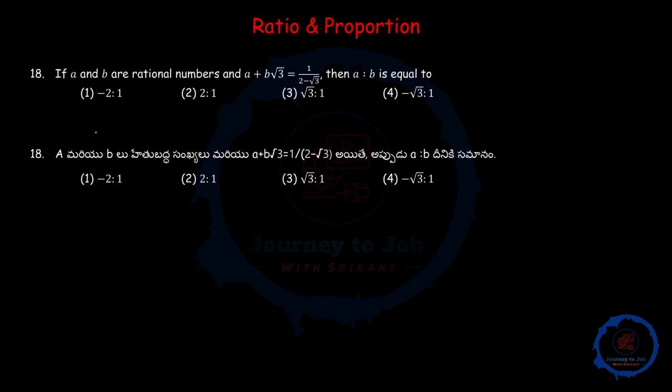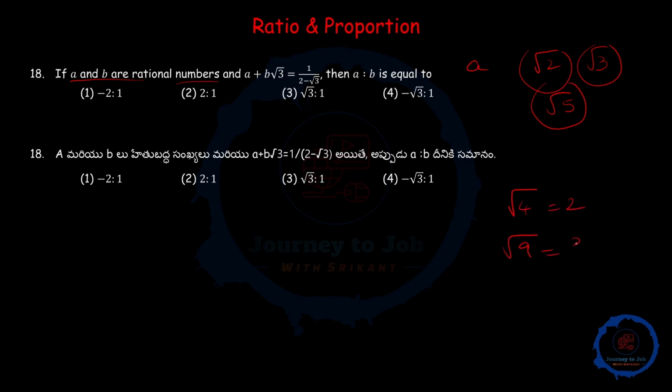Next question. If a and b are rational numbers, see rational numbers, irrational numbers I will explain. Rational numbers, irrational numbers and under root 2, under root 3, under root 5, they are irrational numbers. Okay, you cannot remove this square root here. But square root 4, this is a rational number, its value is 2. Square root 9 is a rational number, its value is 3.